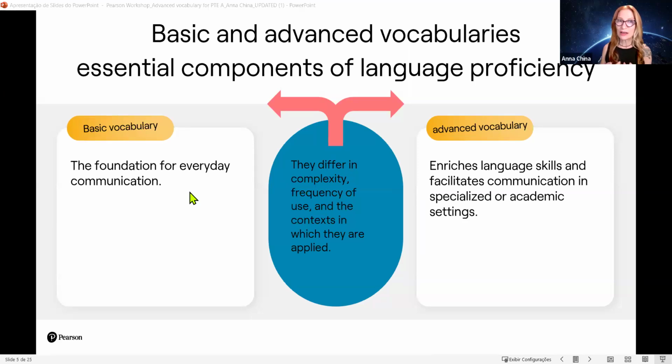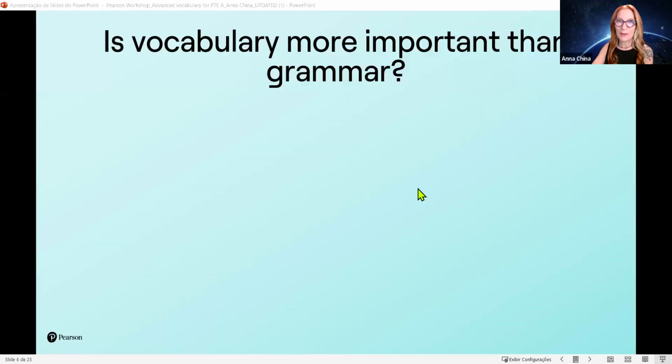So the basic vocabulary is the foundation of language, but in order to develop language, students must be introduced to and must learn advanced vocabulary. And once again, we should not confuse awkward words, like plethora or something like that, with advanced vocabulary. Advanced vocabulary is about preciseness, accuracy, and that's what we're going to look into. We're going to compare and see how we can help our students really acquire advanced vocabulary.